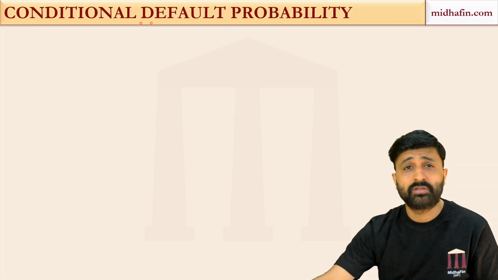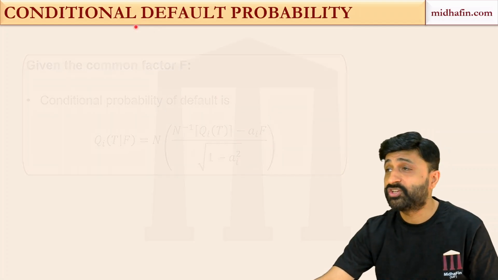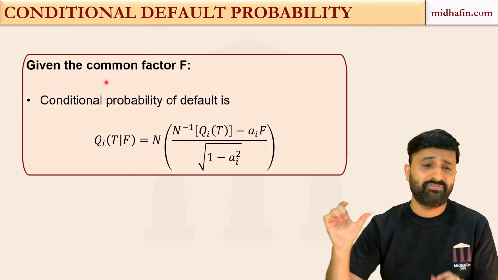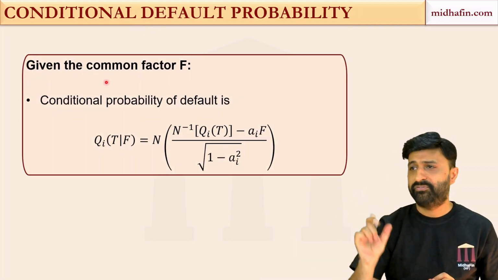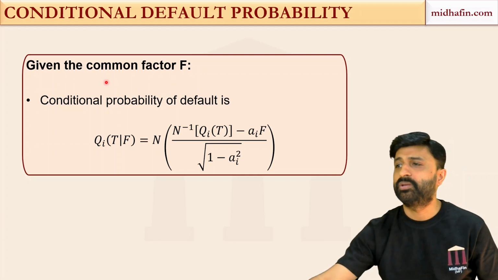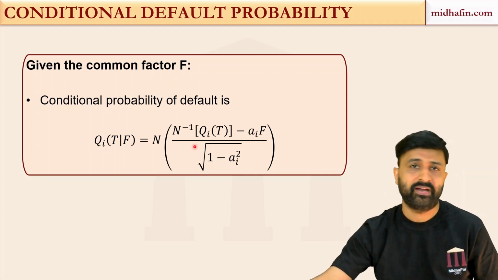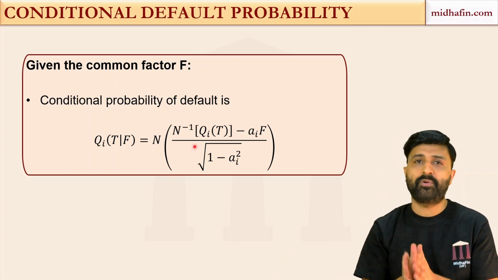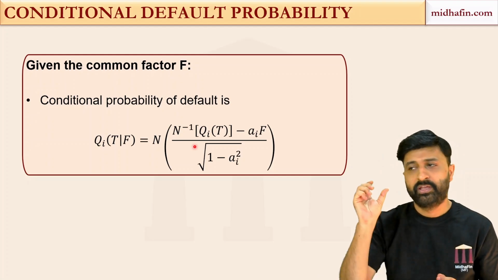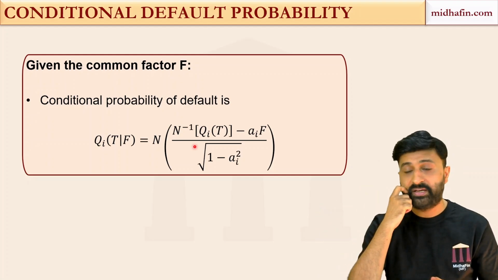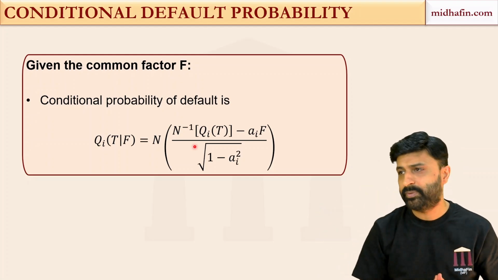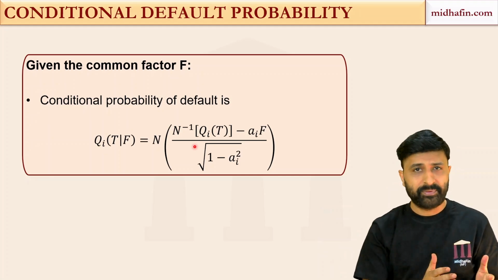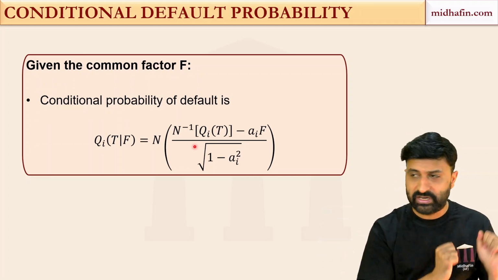Now, based on the model, what is the formula for conditional default probability? If we fix the common factor F, this is the conditional probability formula that we arrive at. Again, the mathematics is not important from this chapter's point of view. We've already done the mathematical part earlier along with some numerical examples as well. So I'll just repeat the interpretation which we have done in earlier chapters.